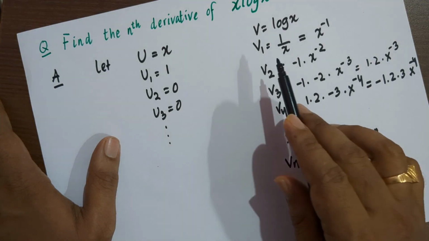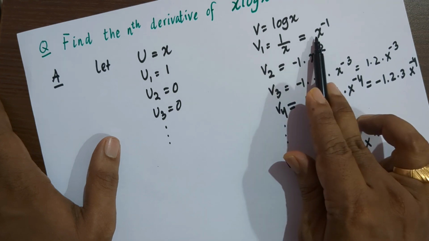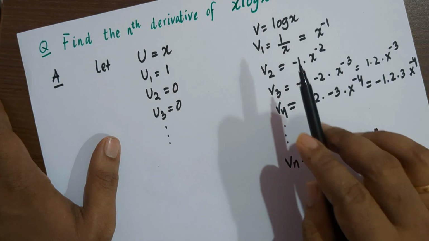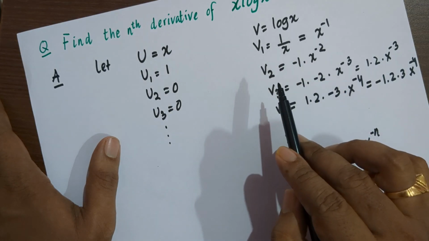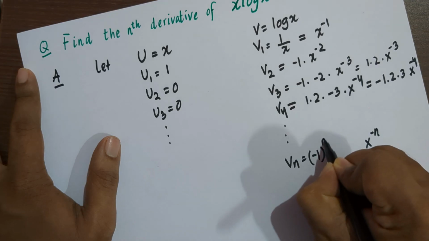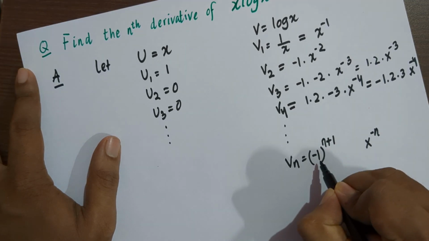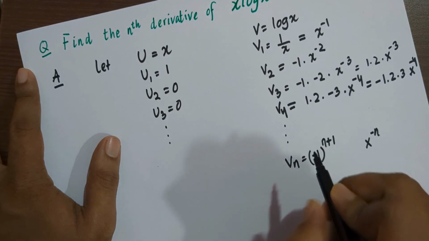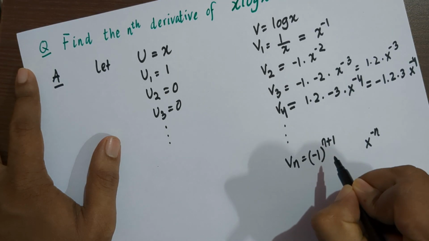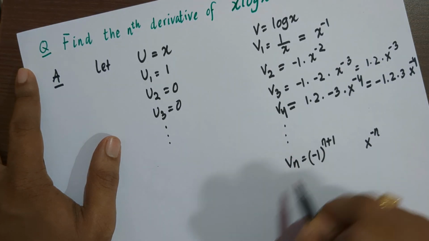And the sign of the derivatives: for 1 it is positive, for 2 it is negative, 3 positive, 4 negative. So when n is odd it is positive, and when n is even it is negative. So this will be minus 1 to the power n plus 1. When n is odd, n plus 1 is even, and minus 1 to the power even is positive. And when n is even, n plus 1 is odd, minus 1 to the power odd is negative. So for even we will have negative, and for odd it is positive.